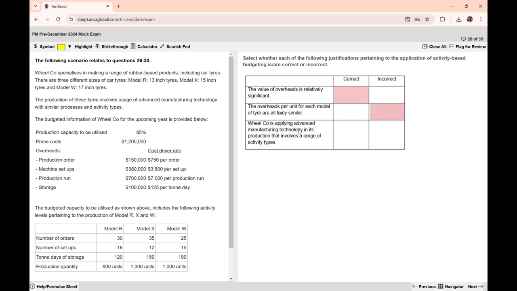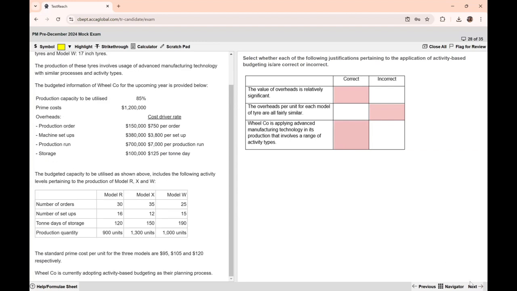Next, Wheel Company is applying advanced manufacturing technology in its production that involves a range of activity types. In that case, yes, activity based costing or budgeting will be relevant because complexities of work in such environment are likely to be far more than a traditional labor intensive environment. Hence, a more complex costing method of estimating and accounting for overheads based on cause and effect relationship will be more appropriate for Wheel Company. So, this will be true. Let's move to the next question.